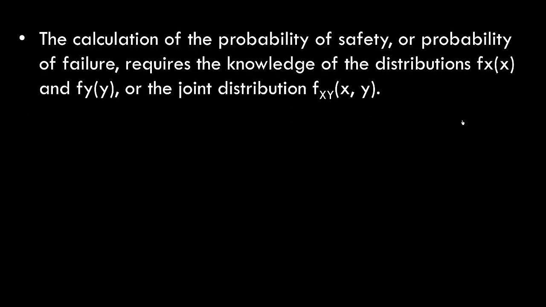For example, the calculation of the probability of safety or probability of failure requires the knowledge of the distribution function. It can be the distribution function for demand, or the distribution function for capacity, or the joint distribution function f_XY. If you remember, the safety margin M is given as X minus Y, where X is the capacity and Y is the demand. So this means if I want to calculate the safety margin M, I have to know the PDF for X and the PDF for Y, and also in some cases the joint probability density function. So this is one disadvantage.